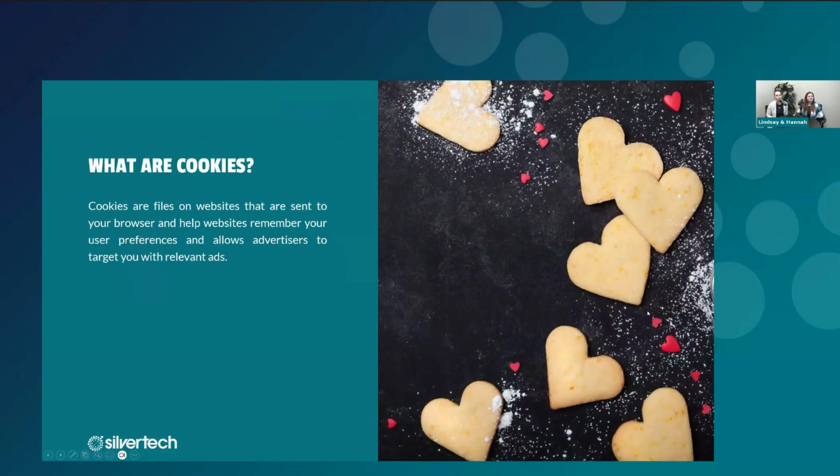And then what are cookies? So aside from these delicious treats you see on the screen, the cookies we're referring to are files on websites that are sent to your browser, and they help websites remember user preferences like your password and things like that. But it also allows us as advertisers to target people with relevant ads. So it gives us that data, right?